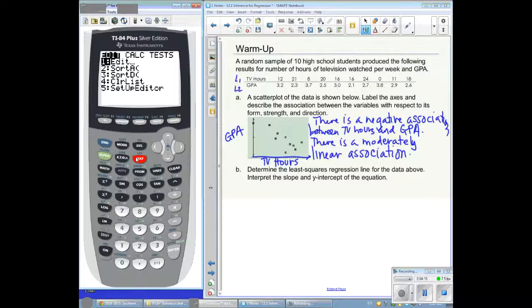If we go to our stat calc menu, I want to point out that your calculator has two linear regression commands. There's option 4, and notice that in this command it's ax plus b, where the variable a represents your slope and b represents your y-intercept. If you scroll down a little further, there's another command for linear regression in a different form, where a is actually your y-intercept and b is your slope.